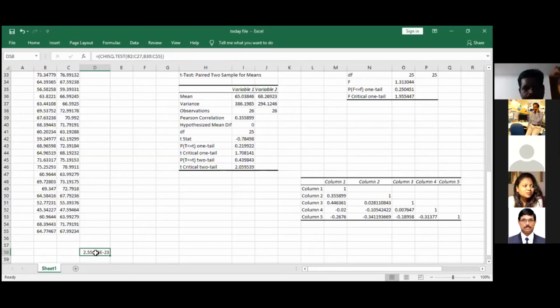If the chi-square value is less than the table value, it is rejected; if the chi-square value is greater than the table value, it is not rejected. So this is the method for the chi-square test.